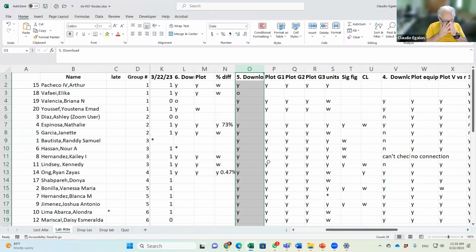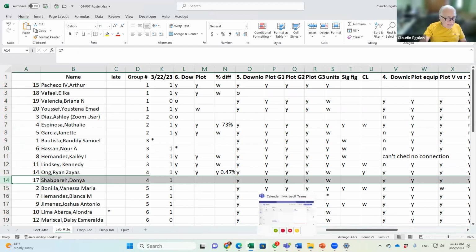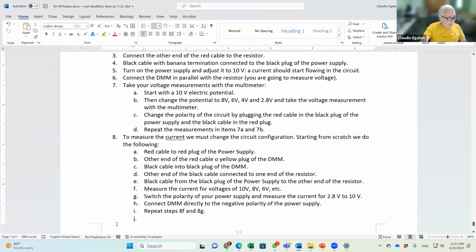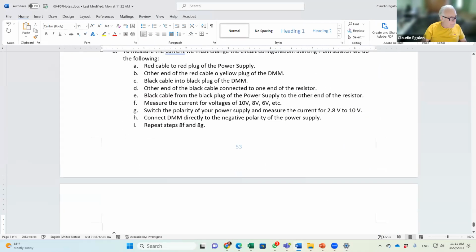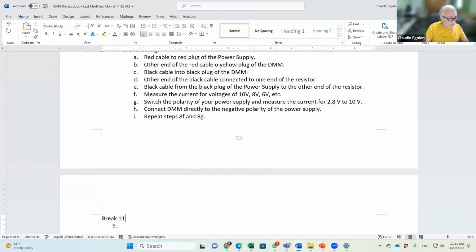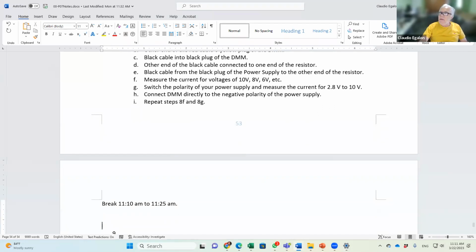It's 11:10, right? We need a break. We have been doing that for more than 1 hour. Let's take a little break, and I'll continue with Donia when we return. It's 11:10 right now. Break from 11:10 a.m. to 11:25 a.m. So I'll see you in 15 minutes. Okay, we're recording, that's good. I'm going to pause.